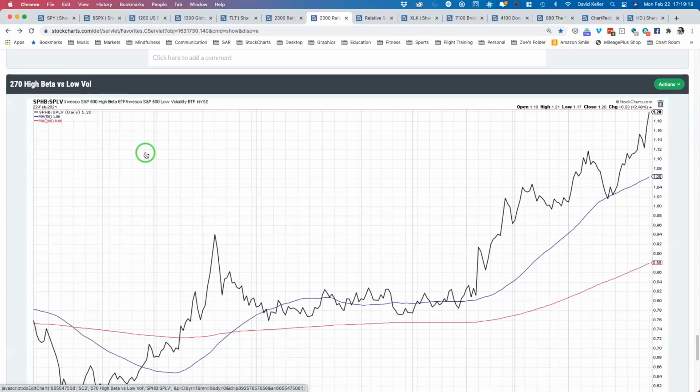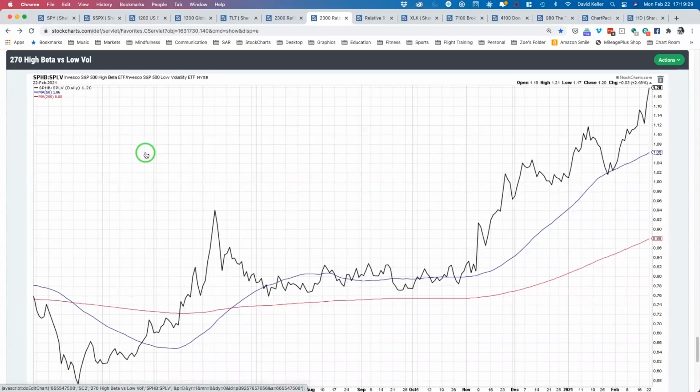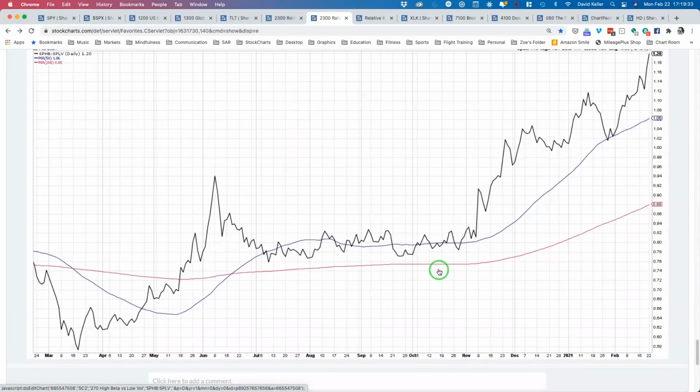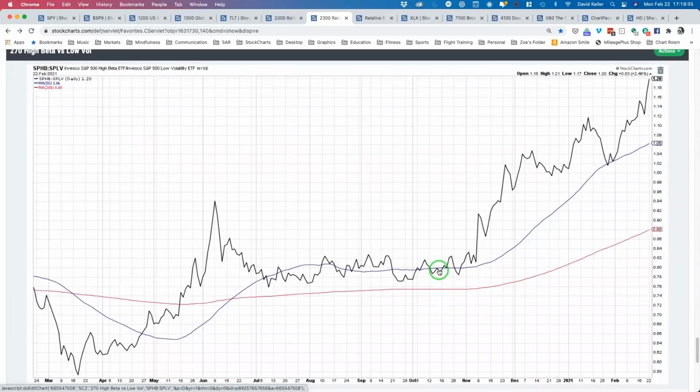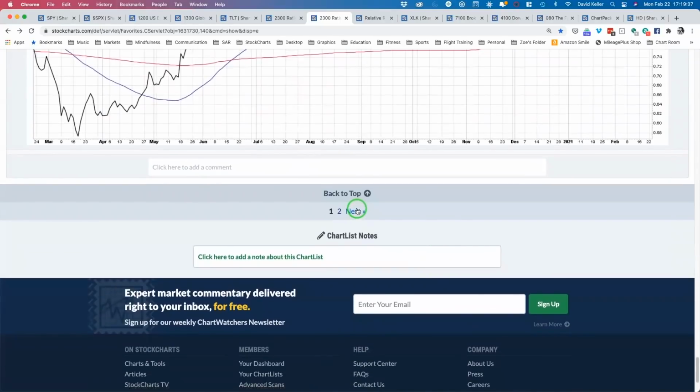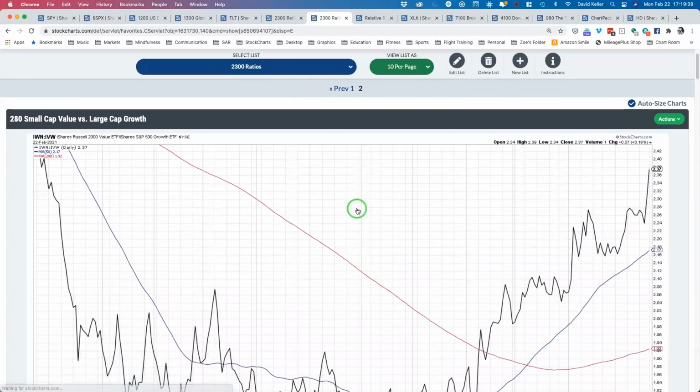So high beta versus low vol really speak to the offense, the juice, the higher beta names, versus the boring, sluggish, defensive, low volatility stocks like utilities. This ratio has been going higher for the last 4 months, which shows you offense over defense, risk on over risk off, and that's what that tells you. We're almost done here going through ratios.